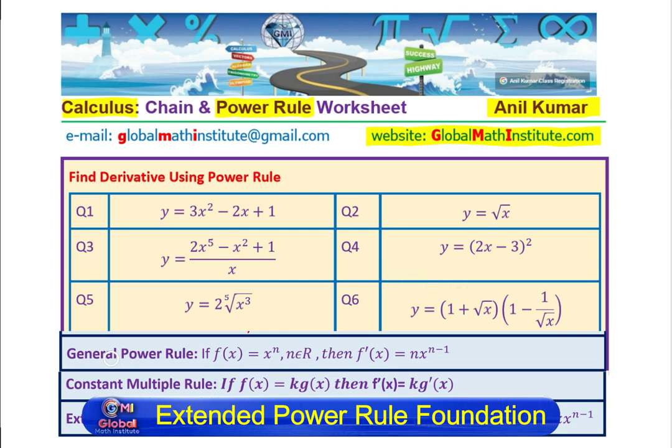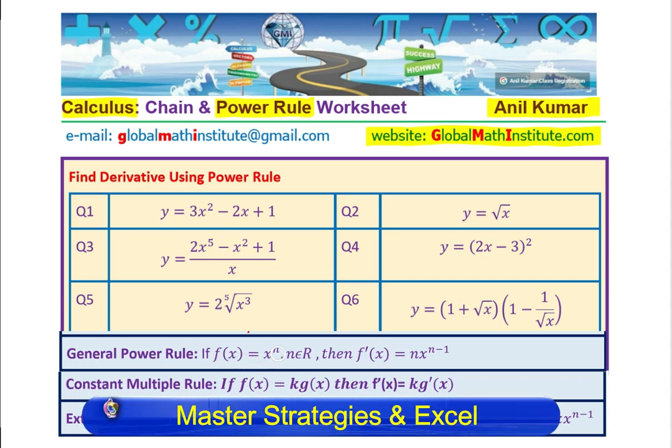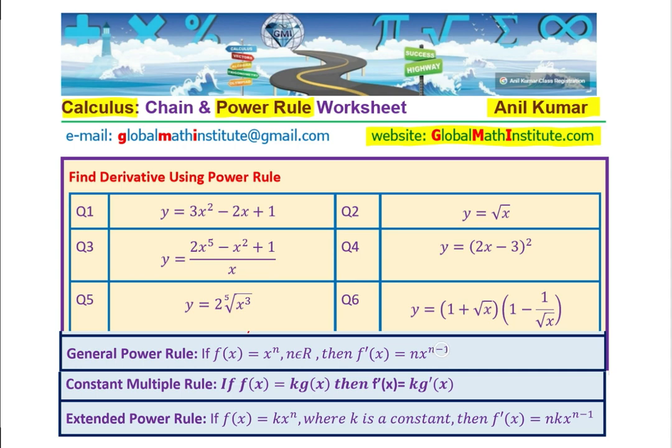Basically, the general power rule is: if the function f of x is x to the power of n, where n belongs to real numbers, then the derivative of this function will be n times x to the power of n minus 1. So in the derivative, the power is decreased by 1 and the function is multiplied by n.